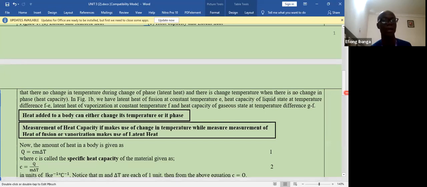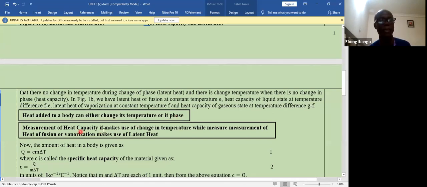Heat added to a body can either change its temperature or change its phase. That is all that I have been saying. Once heat is added to a system, it can lead to a change in temperature, or it can lead to a change in phase. There are other things that addition of heat can bring about. For instance, we'll be talking about change in size, which is expansion, and other things associated with that. But until we get to that part, what concerns us here is a change in phase or a change in temperature.